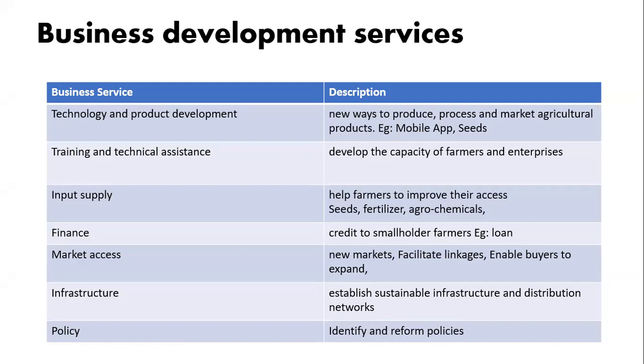One category is technology and production: the new ways to produce, process and market agricultural products, for example mobile apps, or seeds. New technology and product development is one category of business services. The second is training and technical assistance, to develop the capacity of farmers and enterprises.